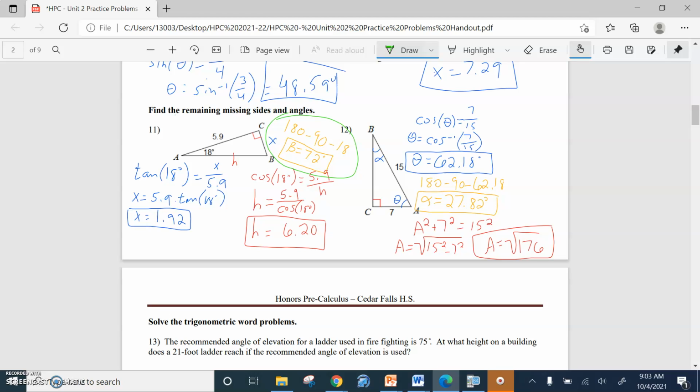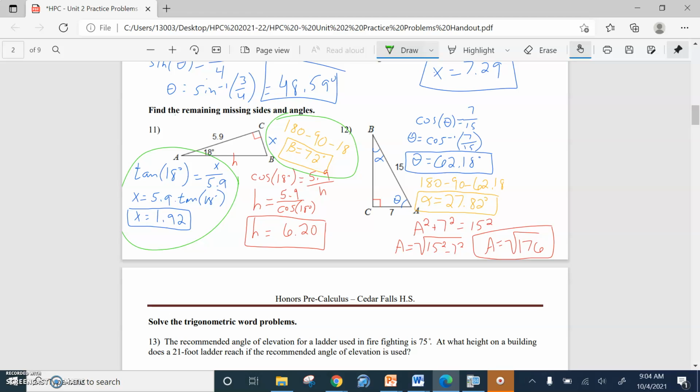The next thing I did is I looked at using the exact values that I could. The exact values of 18 and 5.9 were useful using tangent. So by using tangent of 18, what I get is the opposite, which would be x, or side A, over the adjacent, which is 5.9. So by doing that, I multiply both sides by 5.9. I get x as the approximation of 1.92.